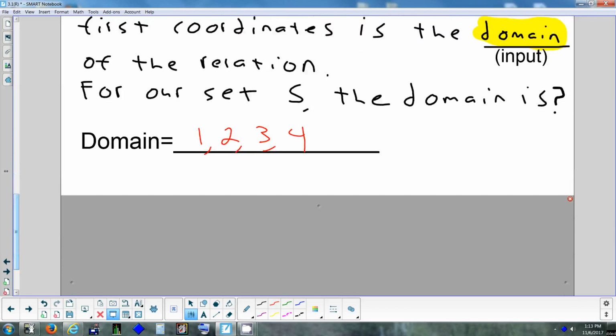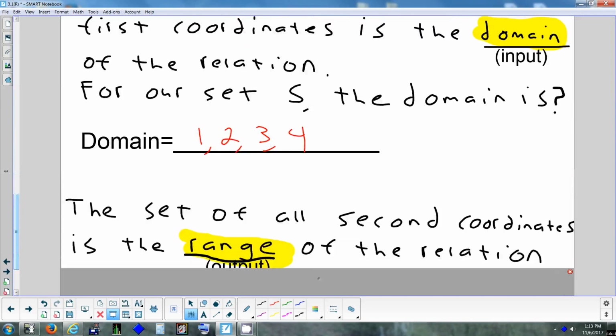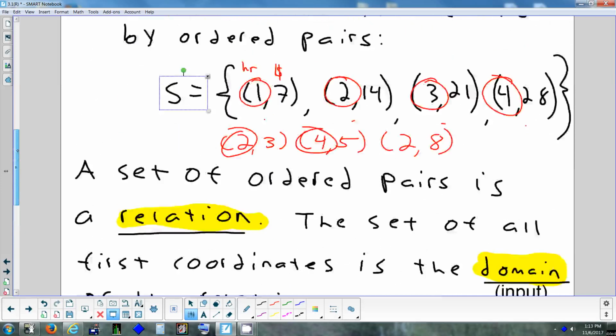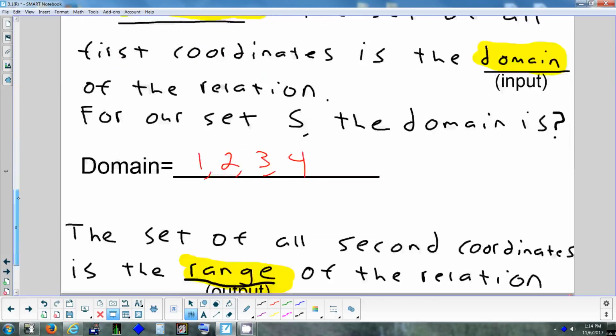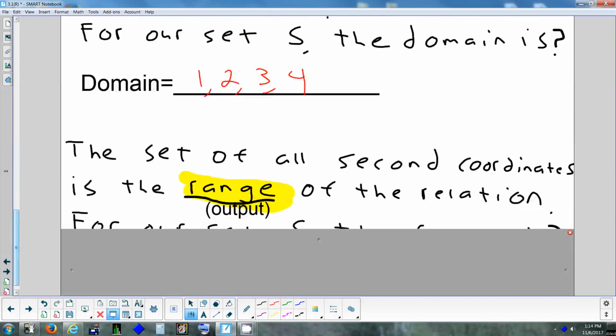Okay, so can someone remind me again what's the first coordinate called? It's the domain. What's another name for it? Input. And the last name I was just going to ask was x. Now the second coordinate, the 7, the 14, 21, 28. If you put all those numbers in a list, what letter are those? Y. Those are your y's. Another name for them? Is the range.